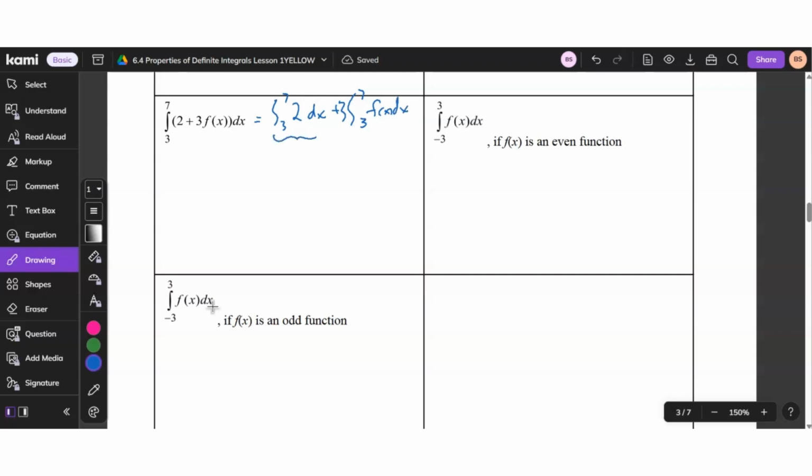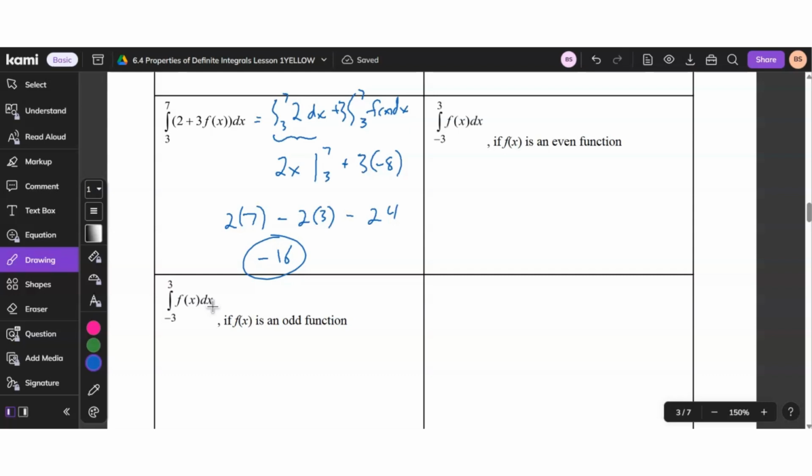Now, this one we just need to actually do. So it's 2x evaluated from 3 to 7, plus 3 times the integral from 3 to 7 of f(x) dx, which we know is negative 8. So then we have to work this out, which is 2 times 7 minus 2 times 3, and then minus 24 when we simplify that. So what's it going to be? 14, negative 10, negative 16 in total.